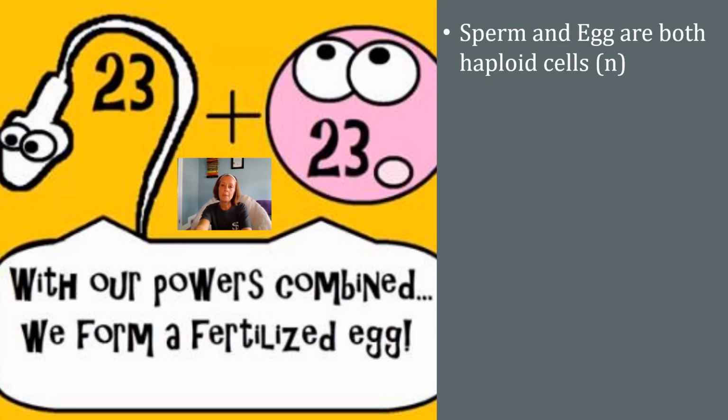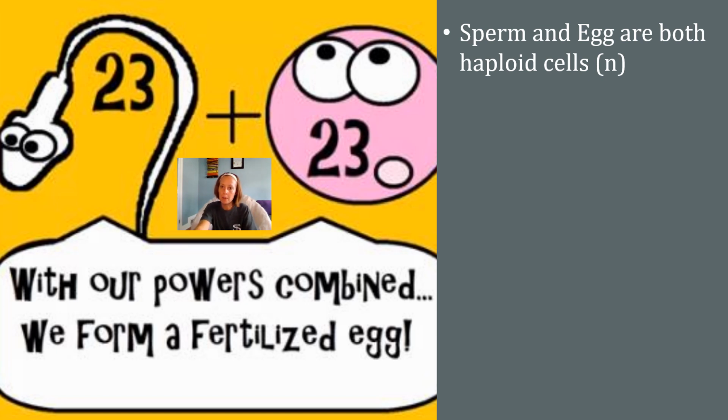So what happens is that sperm and egg both have half the number of chromosomes, so they're both haploid cells, and they're going to combine to form a zygote. You have to have half the number of chromosomes in the sperm, half the number of chromosomes in the egg, so that when they combine, you get a full number, right? In humans, it's 23 chromosomes in sperm, 23 chromosomes in egg, and then when they combine, we get the full number of 46 chromosomes that are in our body cells, okay?